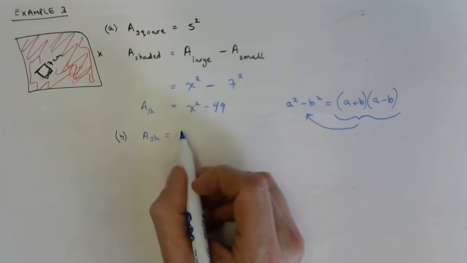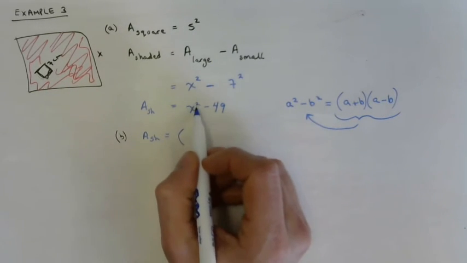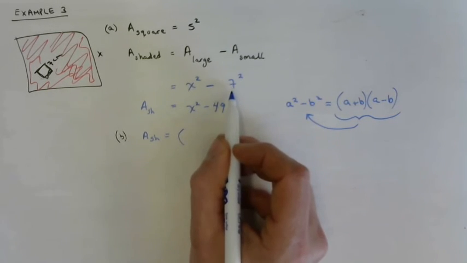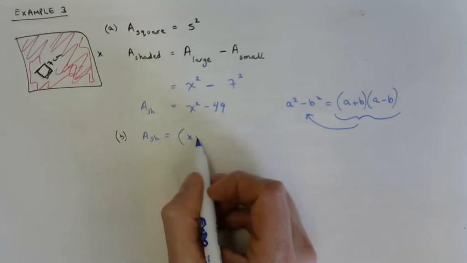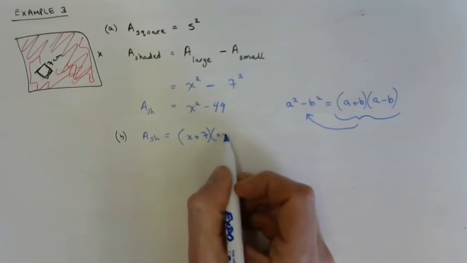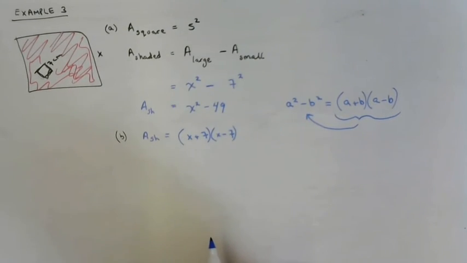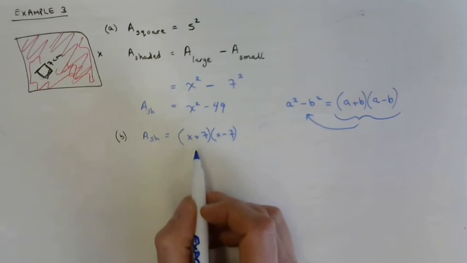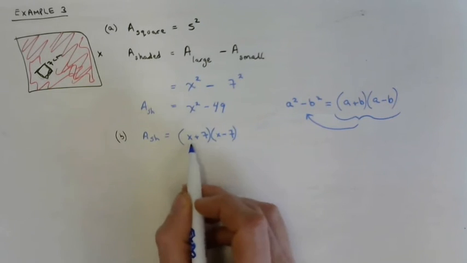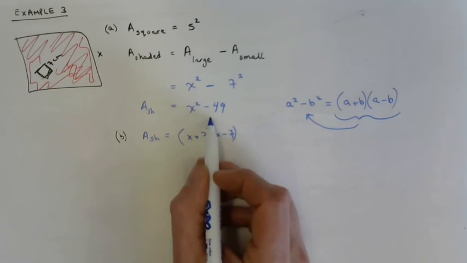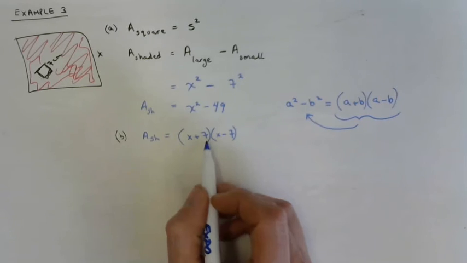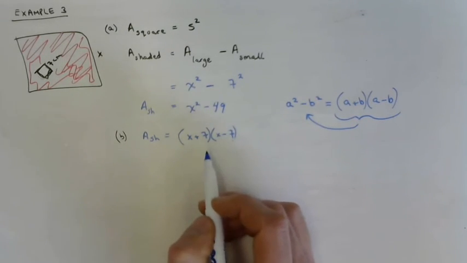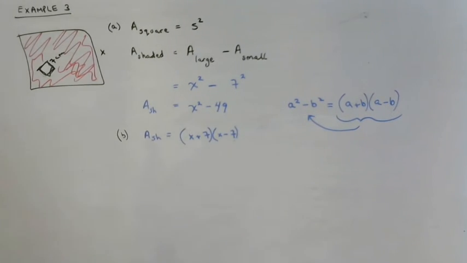So if this is a squared minus b squared, then a is x and b is 7. So I've got x plus 7 times x minus 7. Done. If you're not sure about that, you could FOIL it back out. You'd get x squared, and then plus 7x and minus 7x, which makes that middle term disappear. And then you'd get positive 7 times negative 7, which is negative 49, or negative 7 squared.